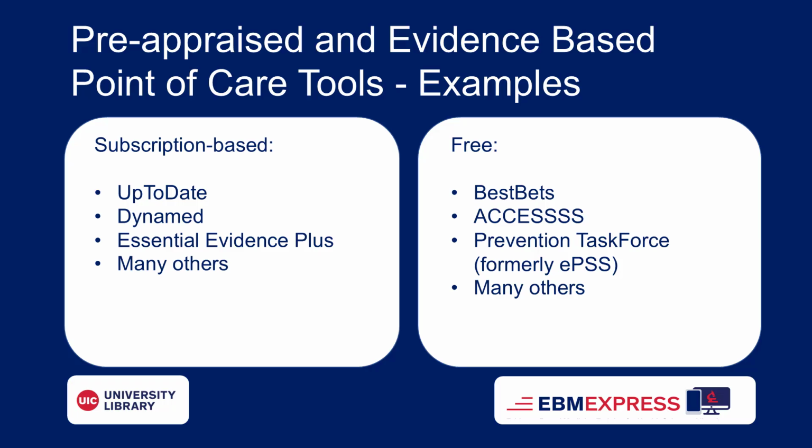Access, which is actually a search tool from McMaster University that only searches for pre-appraised evidence. And Prevention Task Force, which was formerly known as EPSS, and includes recommendations from the U.S. Preventive Services Task Force. You may notice that the subscription-based resources generally tend to be more comprehensive, and the free tools are more specific to a particular specialty or information need, although this is not always true. Now, let's look more closely at a couple of these tools.